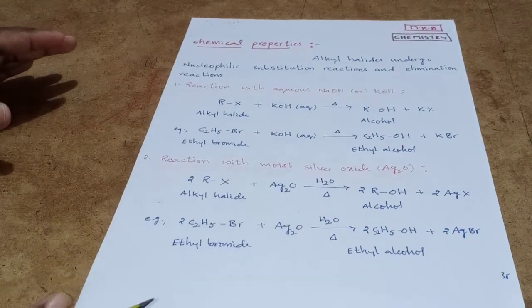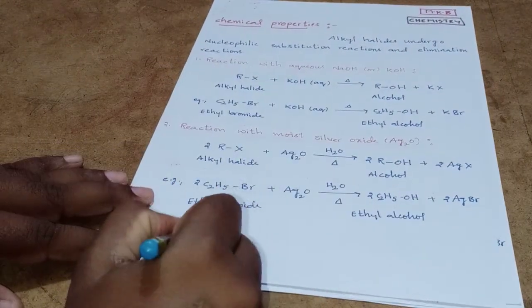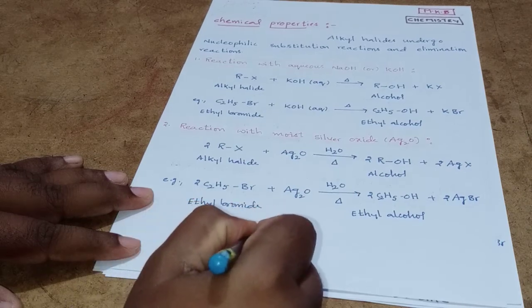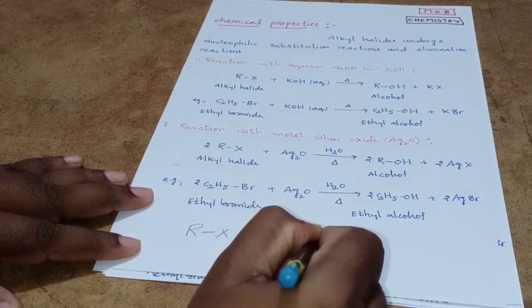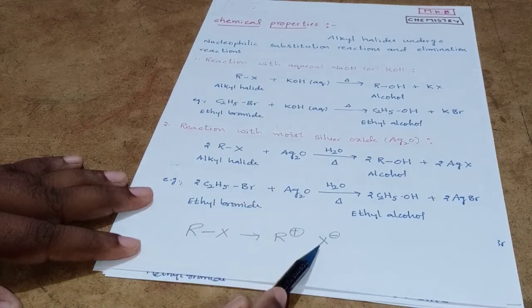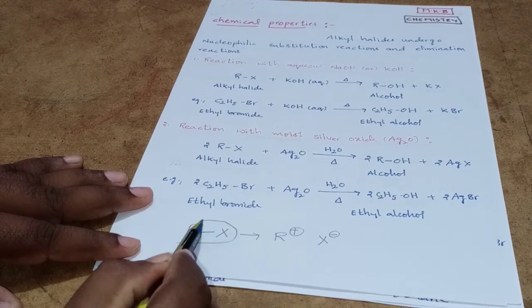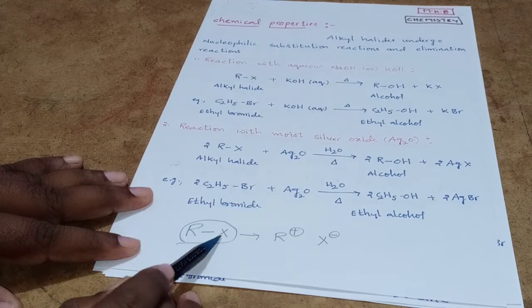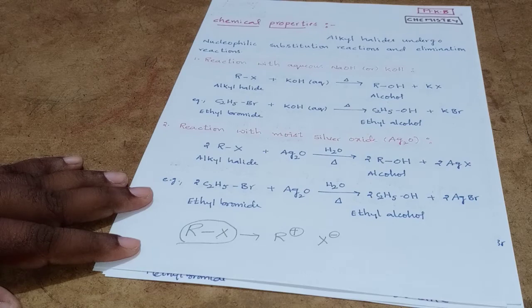Usually, an alkyl halide RX dissociates as R plus and X minus. Here, X minus is the nucleophile. That means the halide ion is the nucleophile in the alkyl halide. In place of this nucleophile, we replace another nucleophile, that is a negatively charged ion. Such reactions are called nucleophilic substitution reactions, and hence the alkyl halides undergo nucleophilic substitution reactions.